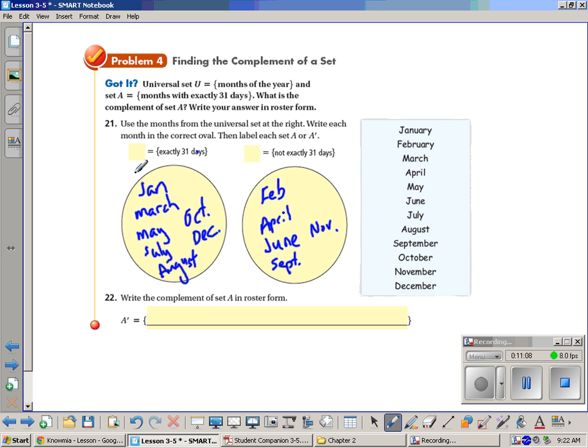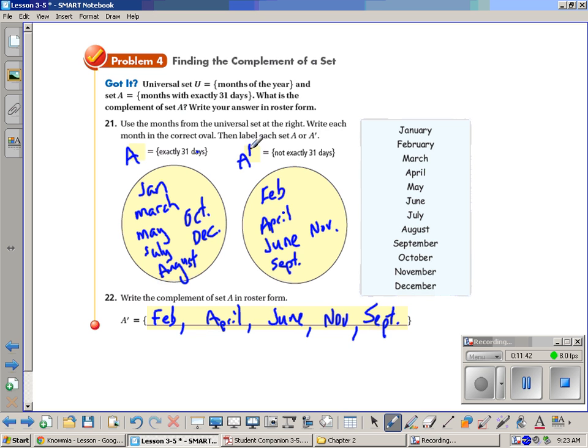So if we let A be the set with exactly 31, A prime will be the set that is considered the complement. So when we go down here to list this, the complement, and we're going to do this in roster form, would be February, April, June, November, and September. Sorry, I flipped those. So this would be the roster form for the complement.